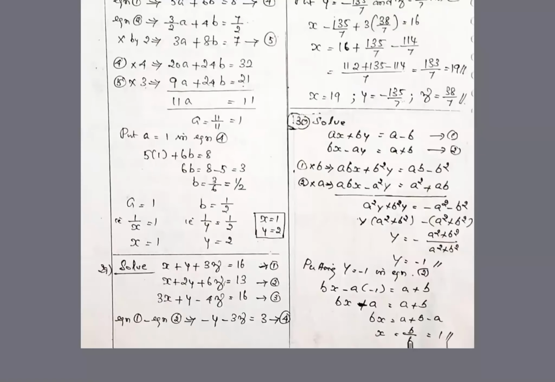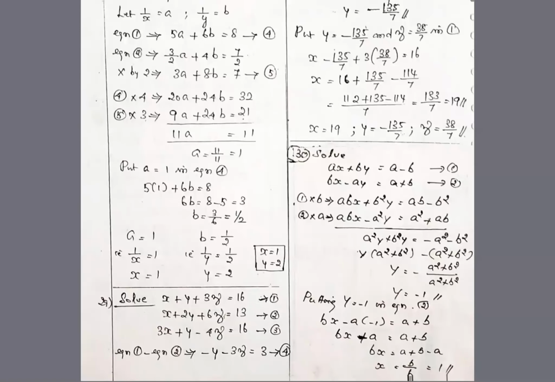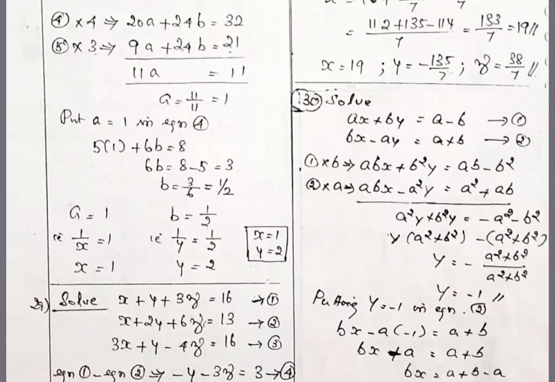Go to problem number 29. x plus y plus 3z is equal to 16. x plus 2y plus 6z is equal to 13. Three unknown quantities are coming: x, y, and z.